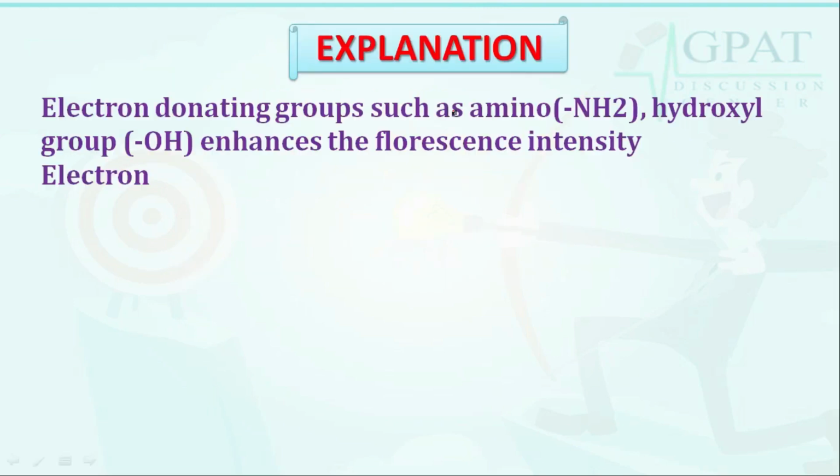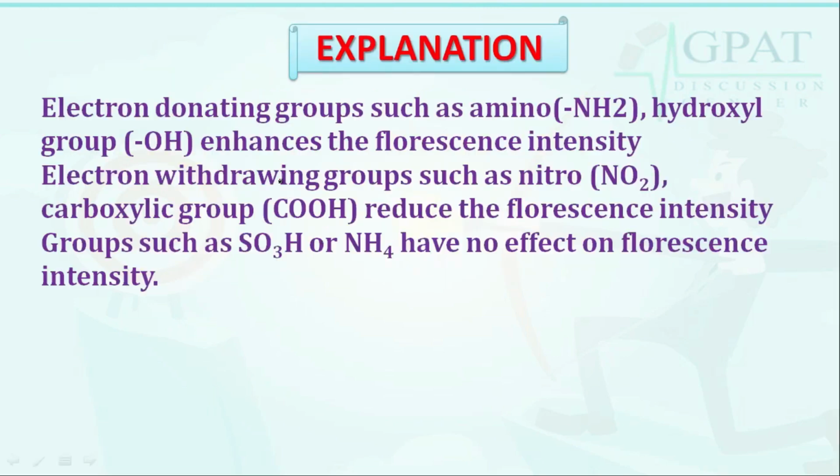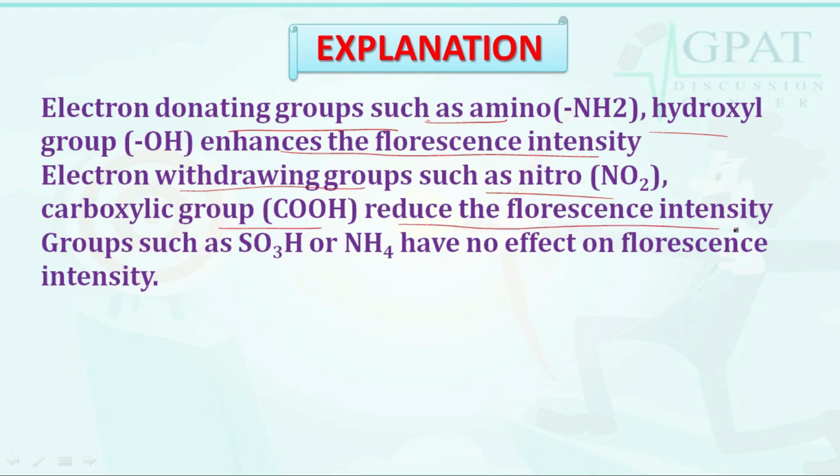Let's discuss with the help of the explanation. Electron donating groups such as amino and hydroxyl enhance the fluorescence activity, and electron withdrawing groups such as nitro and carboxylic groups reduce the fluorescence intensity. Groups such as SO3H and NH4 have no effect on fluorescence intensity. So electron donating groups increase the fluorescence activity, electron withdrawing groups decrease it.